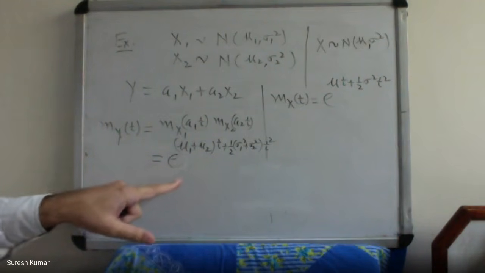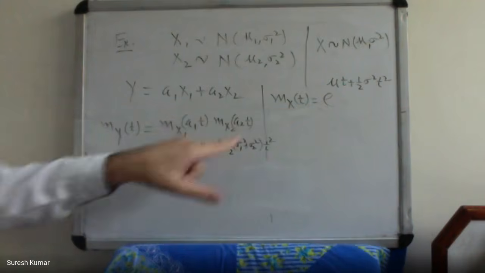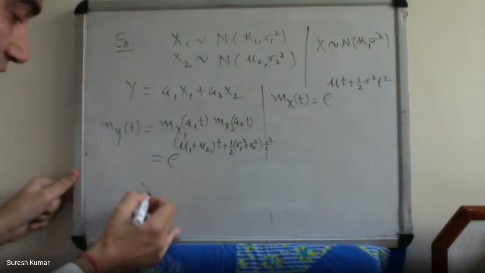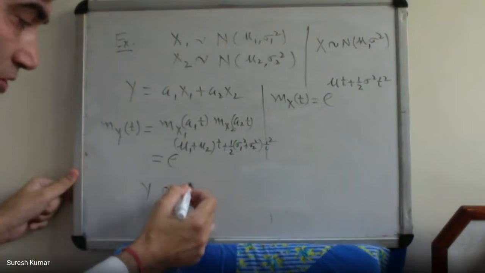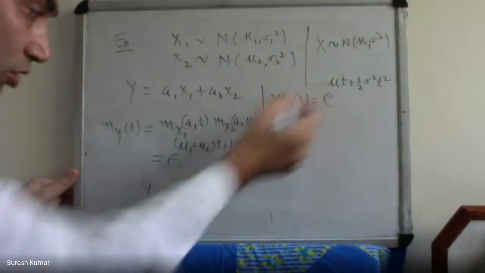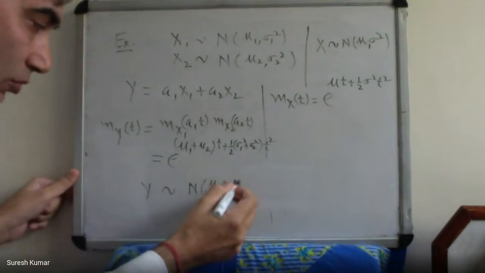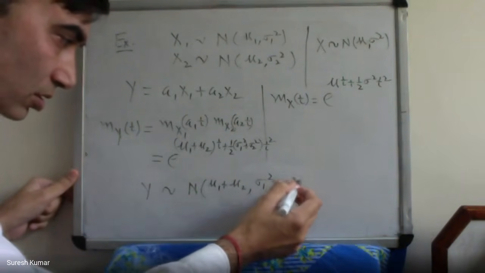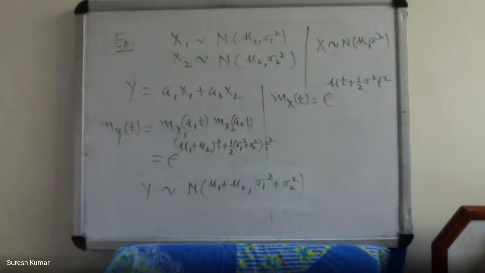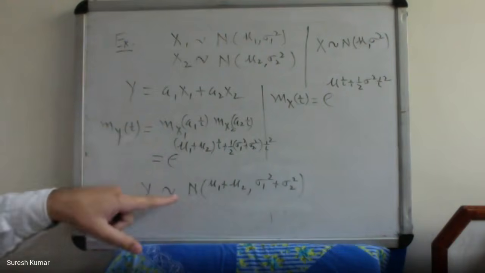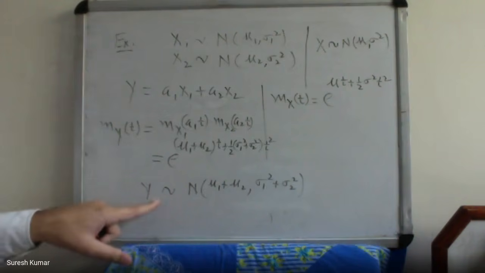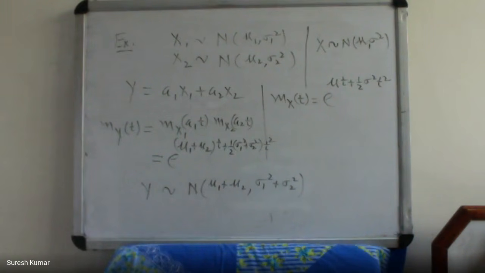See it carefully. It is again matching with the moment generating function of a normal random variable. It means Y follows a normal distribution with mean mu1 plus mu2 and variance sigma1 square plus sigma2 square. So we have a very important result now. What is that? A linear combination of independent normal random variables is again a normal random variable. Is that okay?